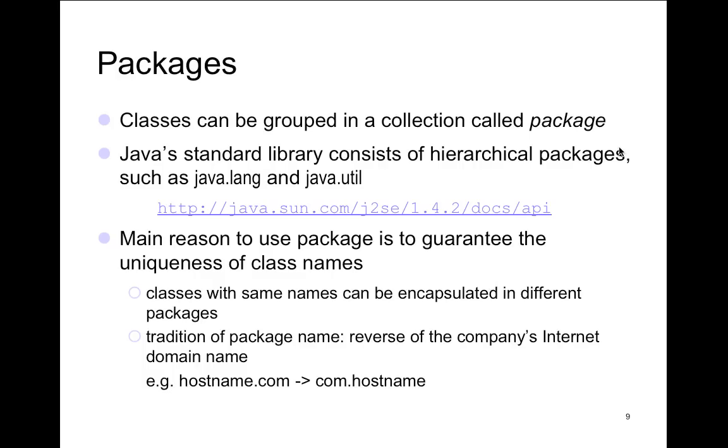So the same names can be encapsulated in different packages. You can have different packages with the same name. The tradition of the package name is the reverse of the company's internet domain, so we had com.hostname. That's not really used anymore. Now people come up with all sorts of different names. In fact, now they use the directory structure where they're actually putting the files. It doesn't have to match, it can be anything. It's just showing you, from a Unix perspective, the resolution, where to find stuff.